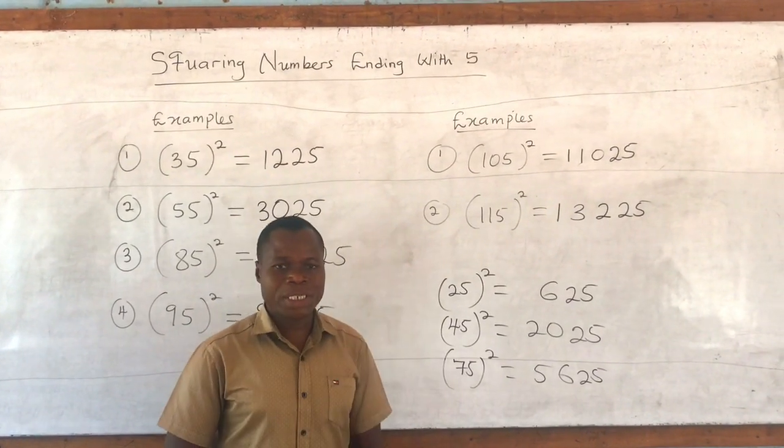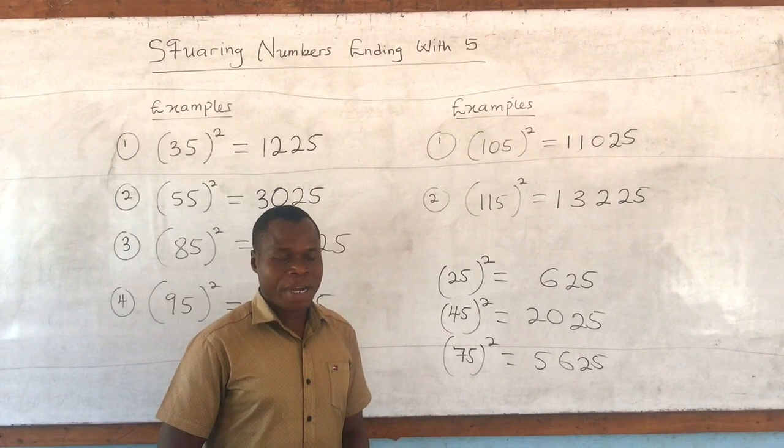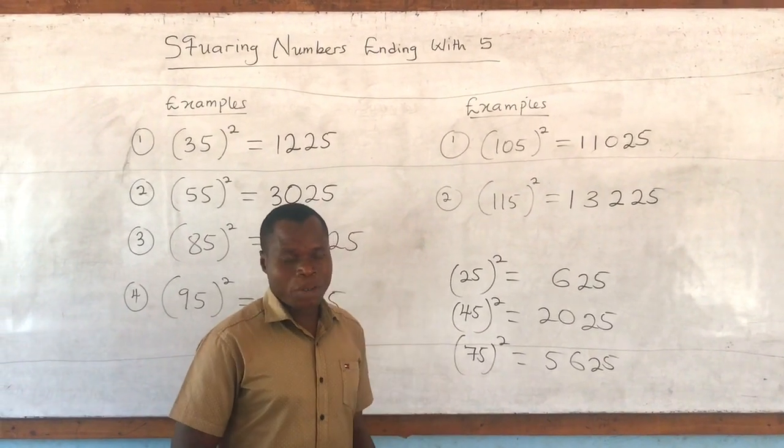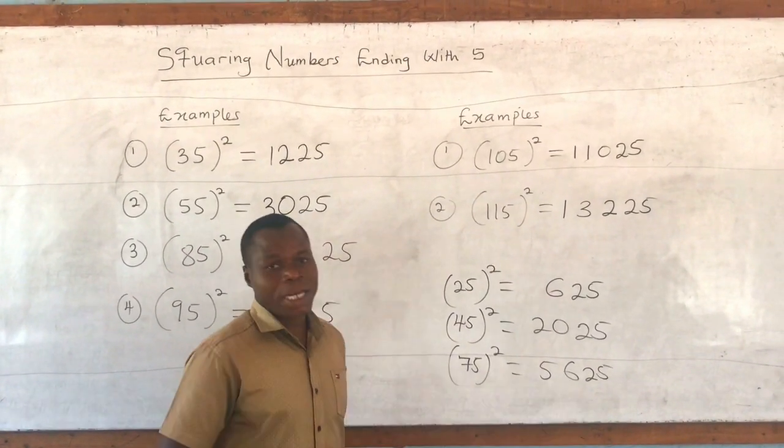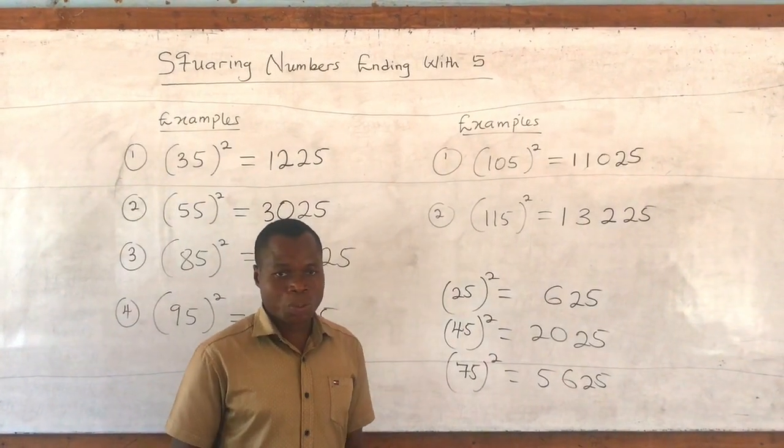You can take your own values that end with 5. Follow the same procedure. Get your answers down. After that, you can use a calculator to confirm your answers. And I believe if you follow the procedure, this trick will never fail you.